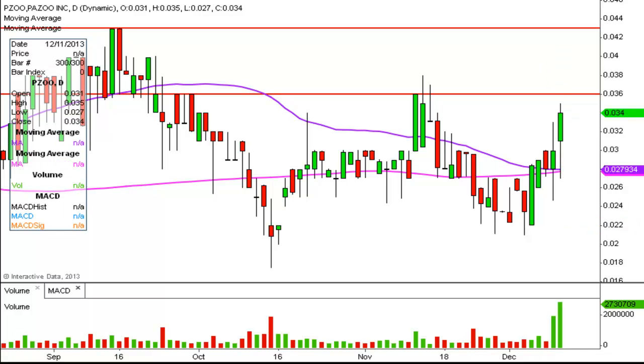So we'll see how tomorrow goes, but it's looking like it's well on its way to breaking through this 0.036, and then it's in a little mini blue sky breakout up here.